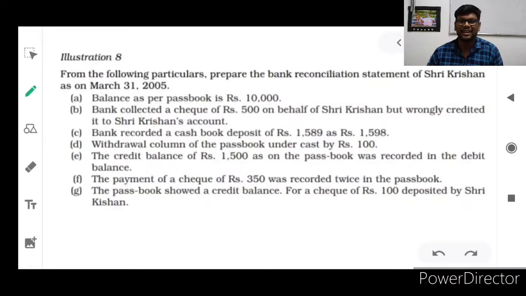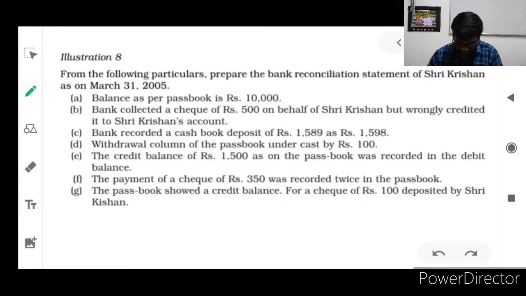Hi students, in this video you are going to learn about bank reconciliation statement illustration 8. In our previous video, up to 7 illustrations have been discussed. So it is the 8th one and it is the last illustration of this chapter, because after this illustration, the bank reconciliation statement with adjusted cash book will be there, which is eliminated from the chapter for the current year. Come, let's discuss it.